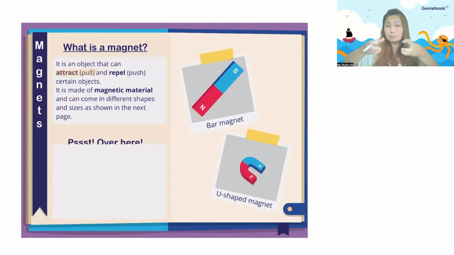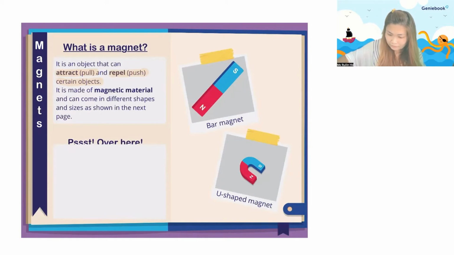All right, so a magnet is an object that will attract. Attract means it's going to pull. If it's going to repel, it's going to push them away. So the certain objects here, we are usually looking into, magnets as well as magnetic material.